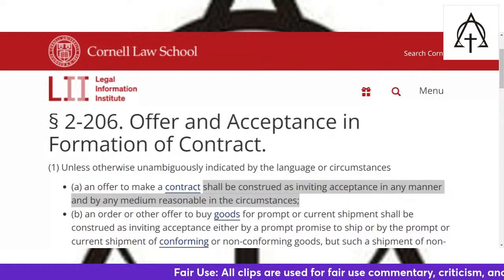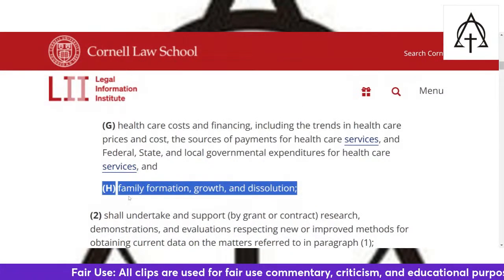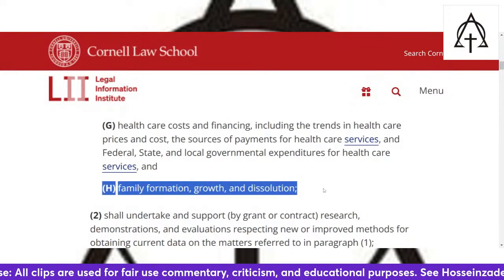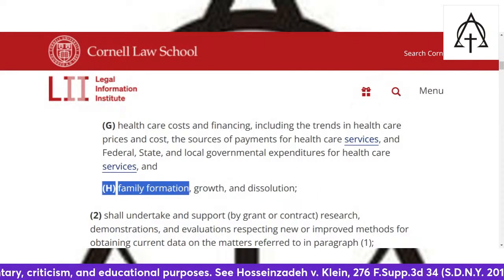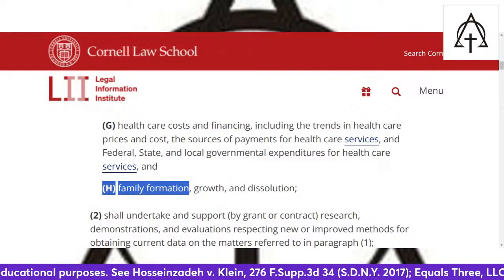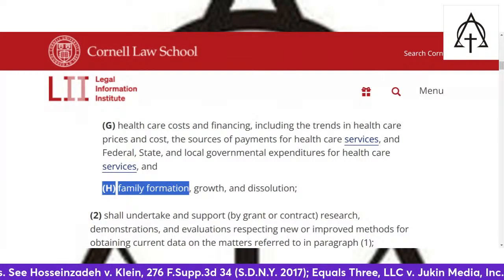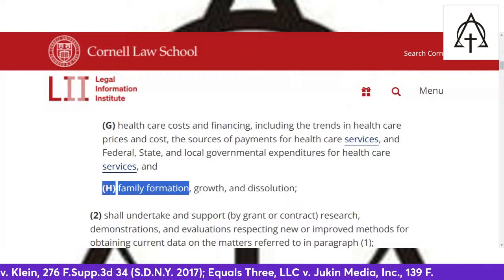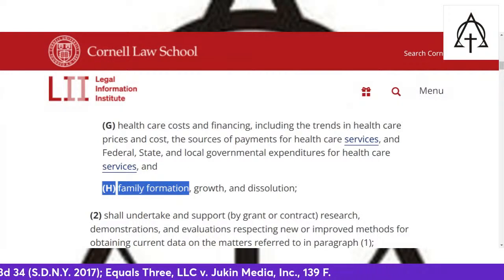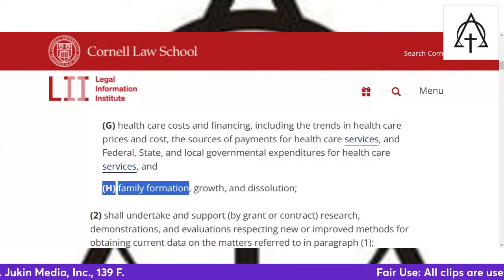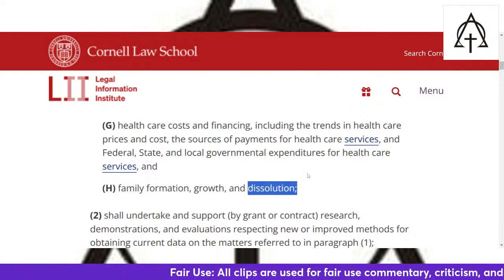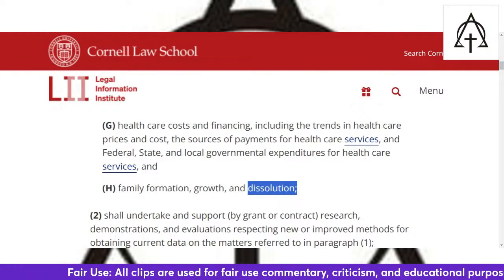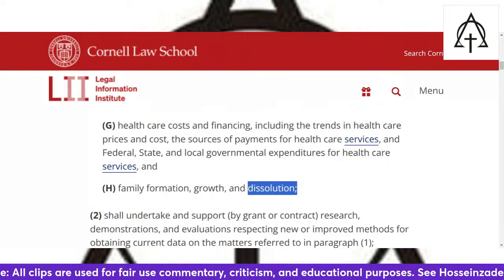So let's go back. Family formation, growth, and dissolution. If you've got a family formation and you're providing them information, it's creating a record, a system of records that's keeping track of individuals and members of groups. The families, that's the statistic record. And it's growing, and there is no dissolution. It's meant for the archives in the National Archives, Library of Congress.